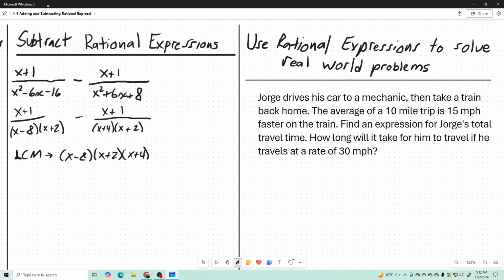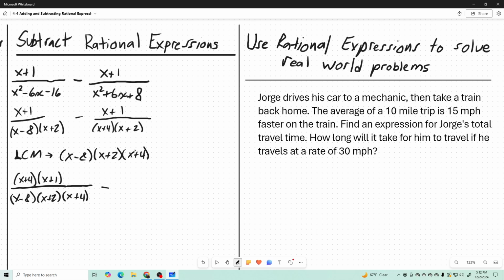So let's do it. So on this one here on the left, we have x minus 8 and x plus 2, which means the one that we're missing is the x plus 4. So we're going to have to multiply the top and bottom by x plus 4. So this is going to be x plus 4 times x plus 1, and that's going to be over x minus 8, x plus 2, and then the new addition, which was the x plus 4. The order of these don't really matter, right? Because they're all being multiplied together.